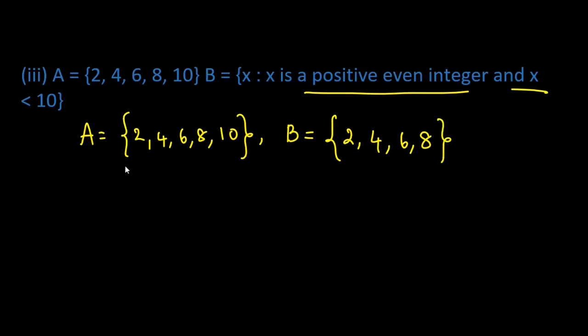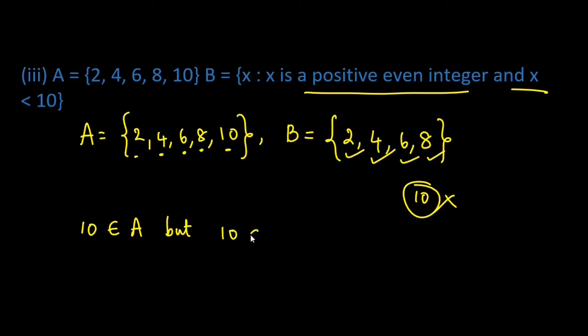Now let us check whether all the elements of A are in B or not. In A we have 2. So it is there in B. Here we have 4. It is there in B. Here we have 6. It is there in B. Here we have 8. It is there in B. Here we have 10. 10 is not here. So 10 belongs to A, but 10 does not belong to B.